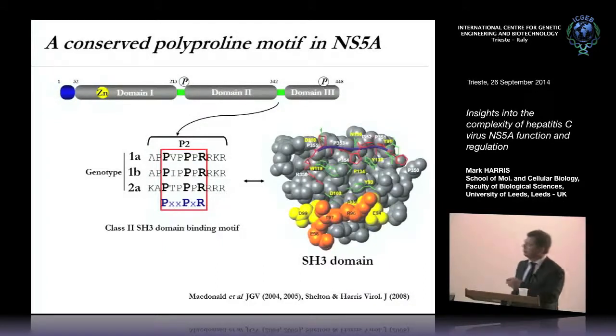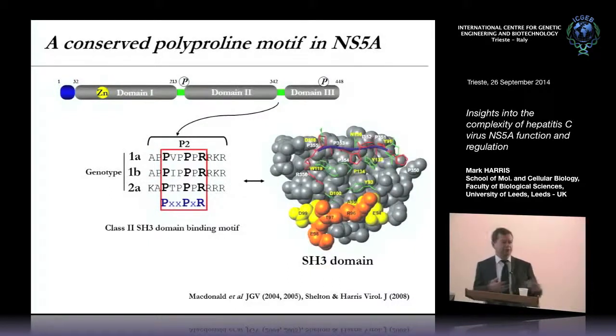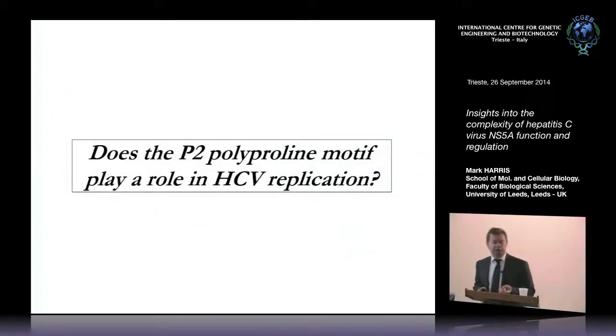So this is really very, very well established that this protein interacts with SH3 domains, and it does so through this P2 motif, which is a class 2 SH3 domain binding motif. So it's all very well and good to say, well, this protein interacts with SH3 domains. We can show it in vitro, we can show it in vivo. But does it play a role in virus replication?